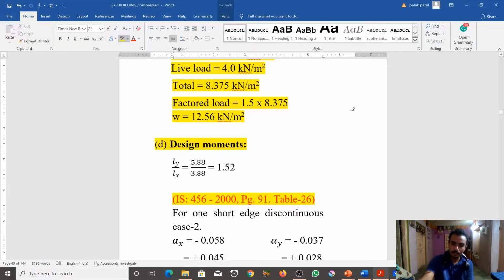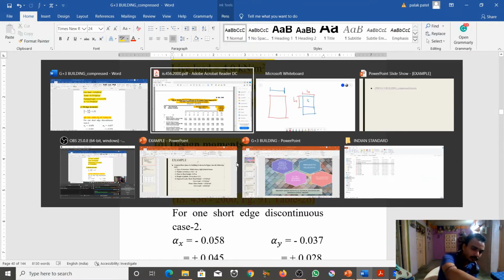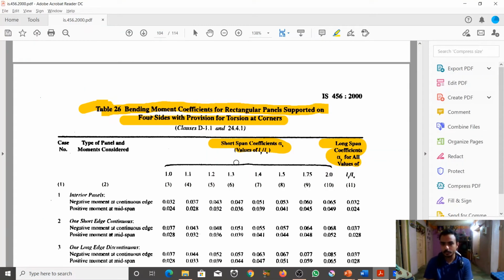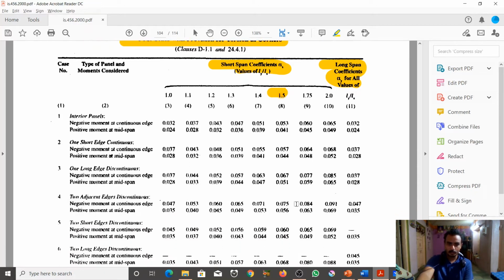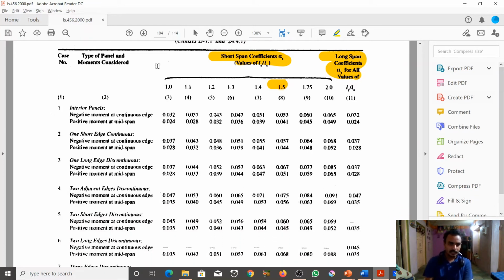What is the Ly by Lx value? Longer span over shorter span, effective span 5.88 divided by 3.88. Ly by Lx ratio is 1.52. So I can assume the Ly by Lx ratio is 1.5. Now we have to follow this column to find the coefficient of bending moment. But here there is one condition: type of panel and moment considered. So we have to check this.